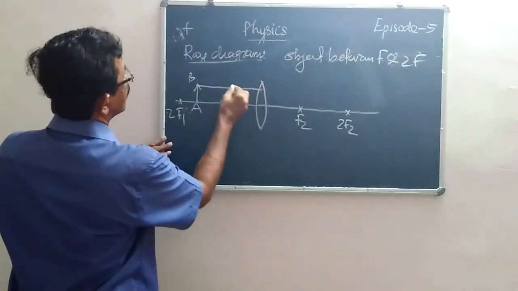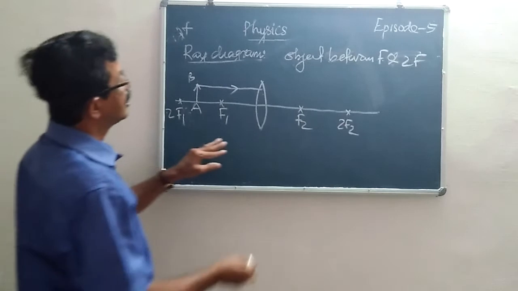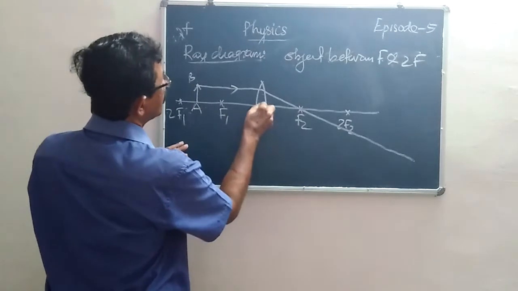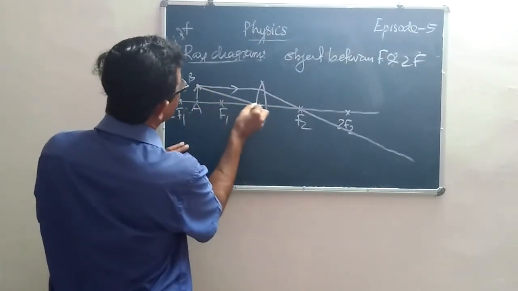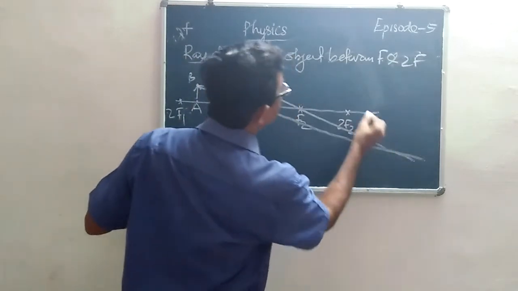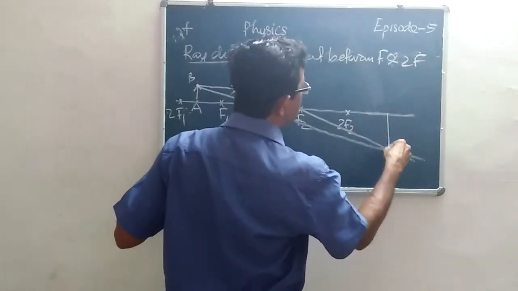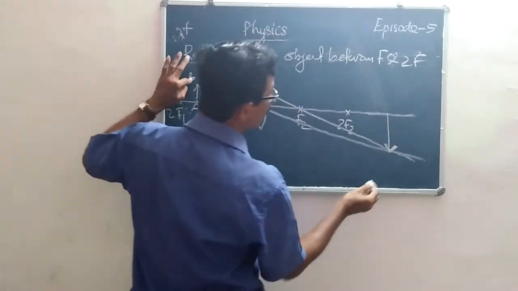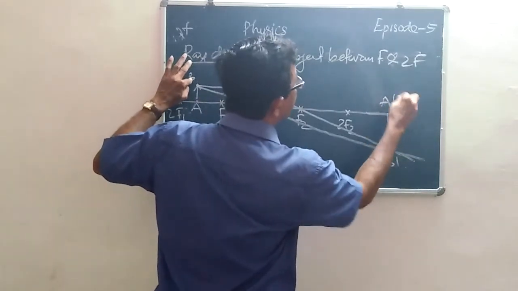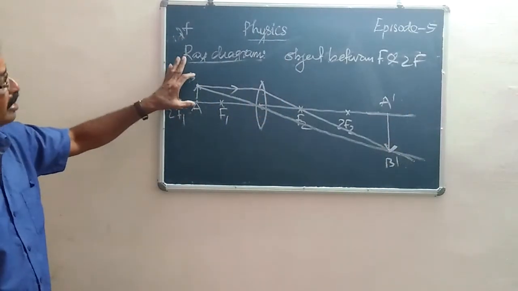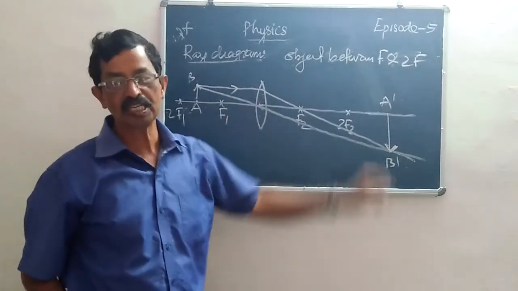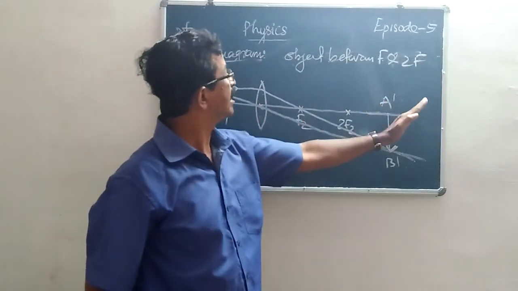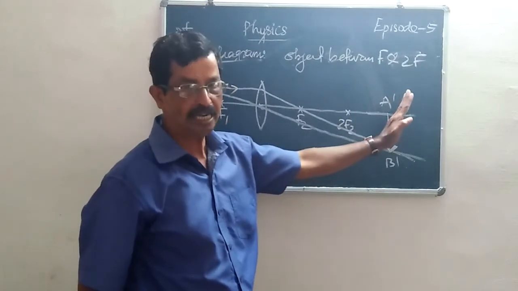This is the ray parallel to the principal axis. It passes through the principal focus. Another one passes through the optic center. See, these two meet at this point here. This is B dash, here is A dash. So AB is the object, A dash B dash is the image. Then where is the image formed? The image is formed behind 2F on the other side.